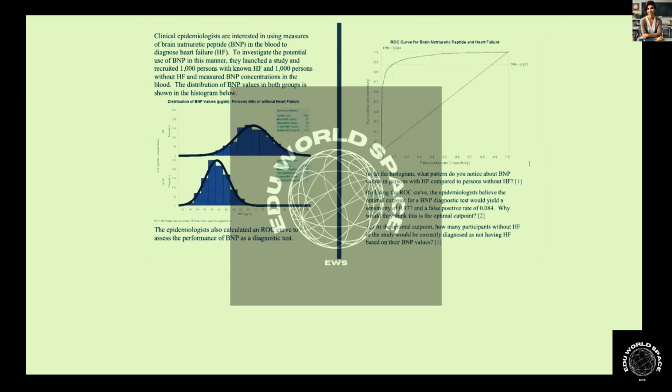Okay, so I see that you need help with this question. It says clinical epidemiologists are interested in using measures of brain natriuretic peptide in the blood to diagnose heart failure. To investigate the potential use of BNP in this manner, they have launched a study and recruited 1,000 persons with known HF and 1,000 persons without HF and measured BNP concentrations in the blood. The distribution of BNP values in both groups is shown in the histogram below.